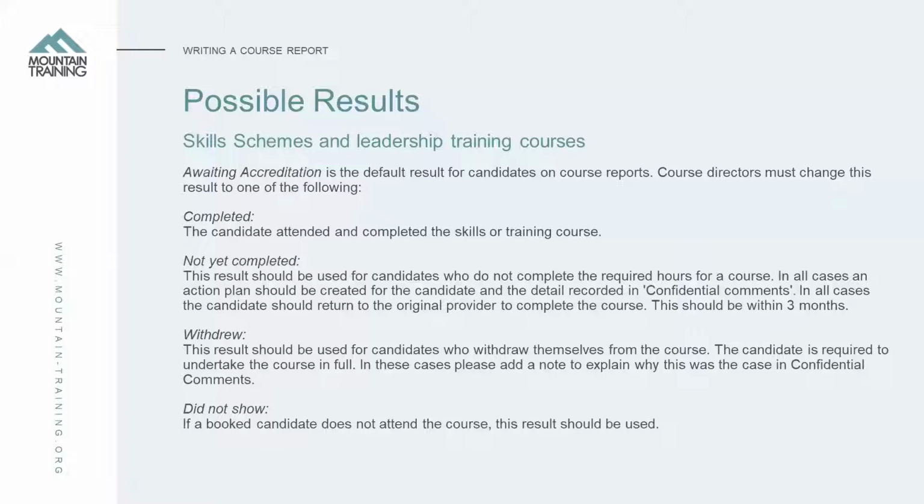It's very important in these cases that an action plan is created for the candidate and that we have really good details recorded in the confidential comments. Basically, there needs to be enough information that that person can come back and it is perfectly clear what needs to be completed for them to carry on. They do need to return to the original provider, so if they've not completed a course, they need to go back to the same person to complete it, and this should be within 3 months.